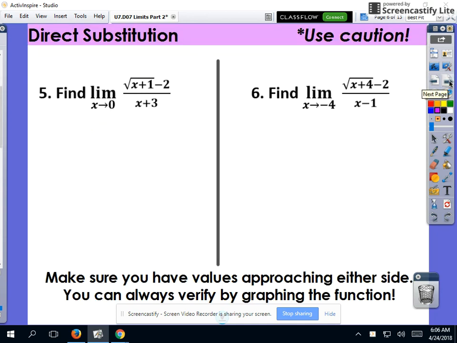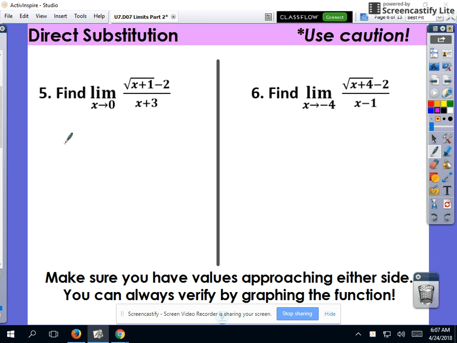All right, let's do some direct substitution here. Let's plug in 0 here. So find the limit. Actually, let's pause the video and have you try this on your own. Ready, go. All right, you should have done number 5 and number 6 on your own.